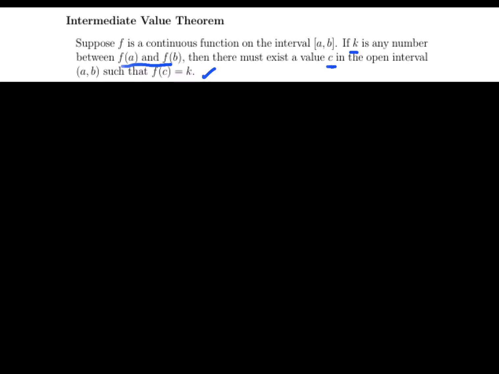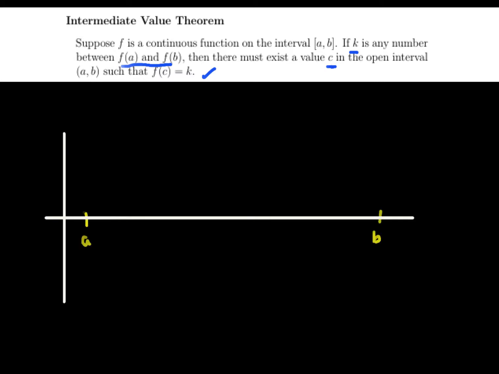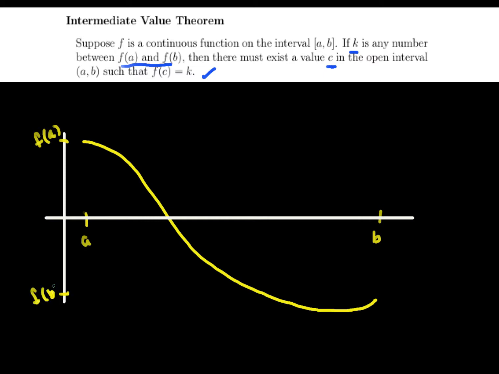Let me draw a picture to sketch what we're talking about. So we've got some domain a to b and maybe a graph that looks like this. Up here, this is f of a, and down here, maybe this is where f of b is. And what the intermediate value theorem says, let k be any number. So I just pick any number in between. So let's say this is y equals k.